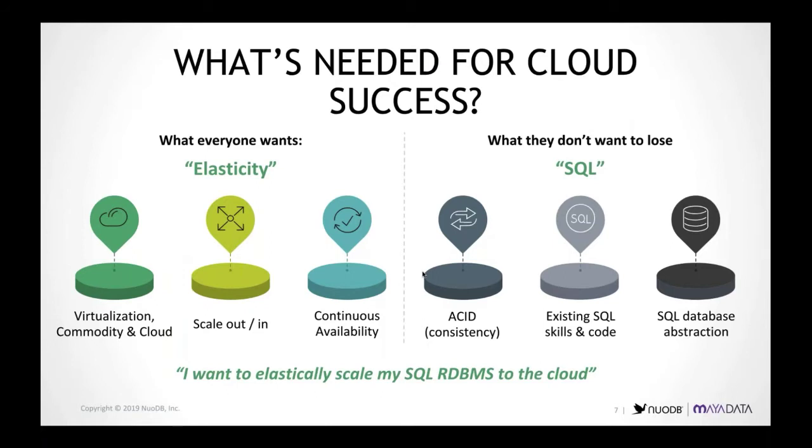So what's necessary for success? Well, moving to the cloud, what everyone wants is this idea around elasticity, which is the virtualization of the environment. There's the distributed scale out and scale in such that applications can easily meet the demand of an application and then run continuously, right? Always on types of benefits are what many customers look for when they're going to the cloud.